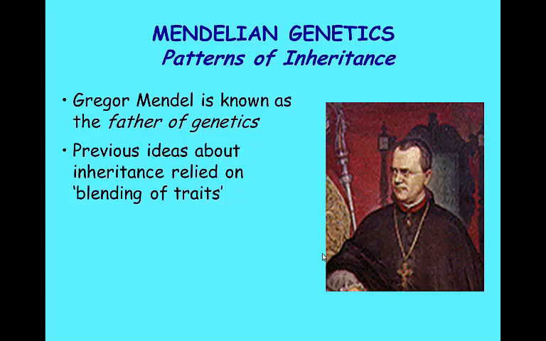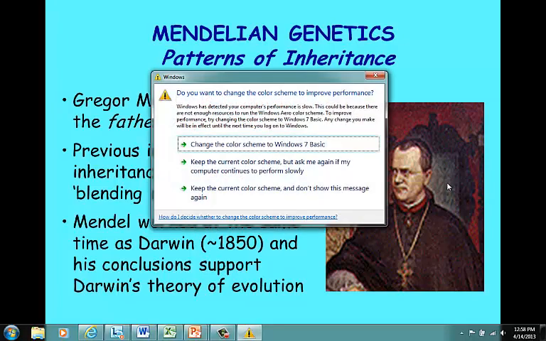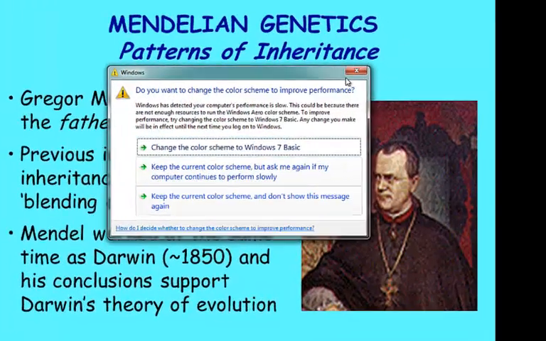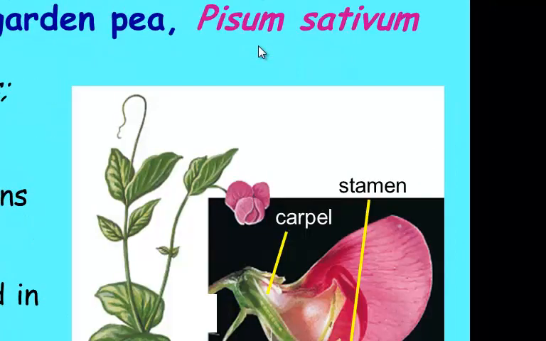He wanted to do some experiments. He was doing his work in the 1850s. What was interesting is his work was about the same time as Charles Darwin's. Their work supported each other, however, they didn't know about each other, and neither one of them shared each other's work. So let's talk first about the plant that he worked with. He worked with a pea.